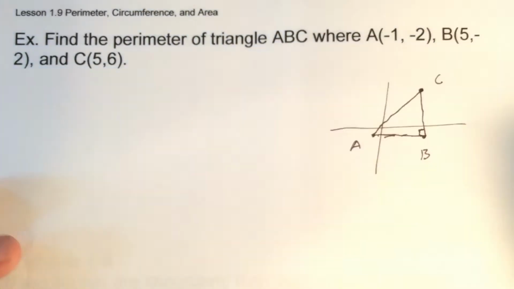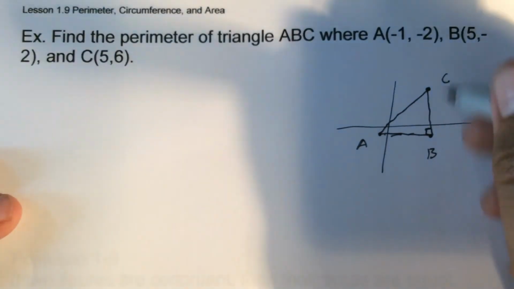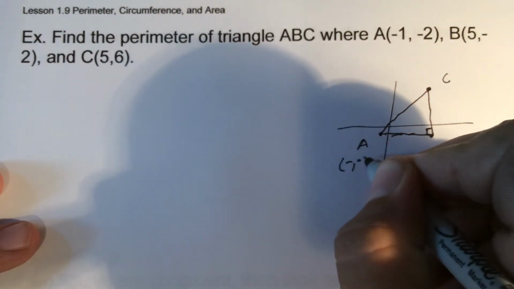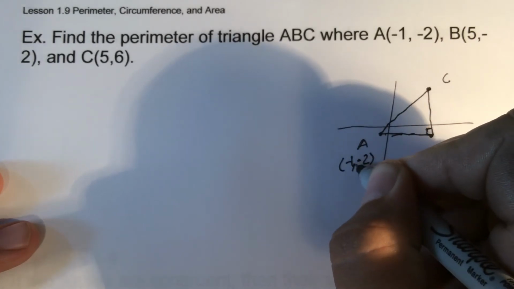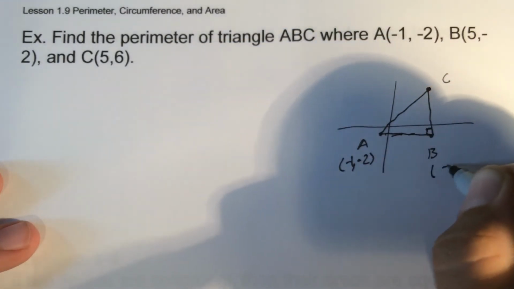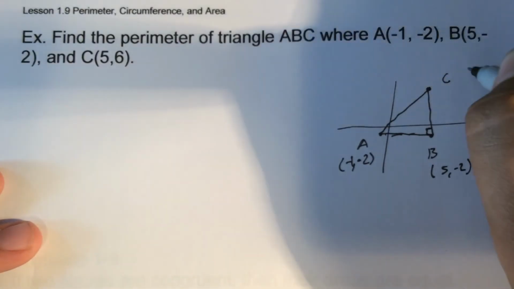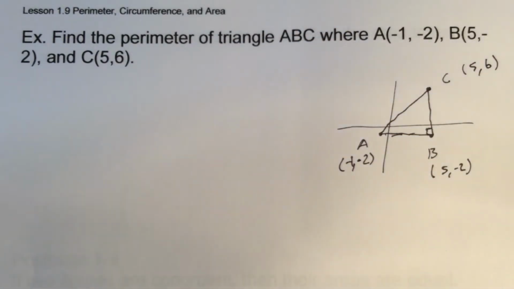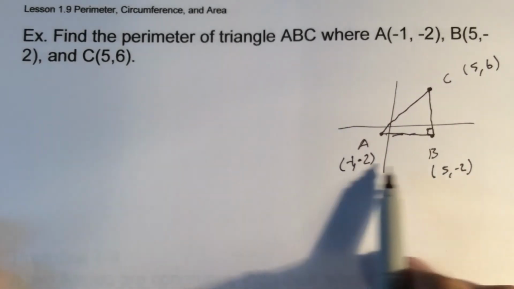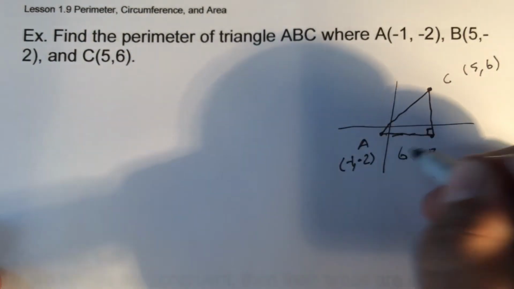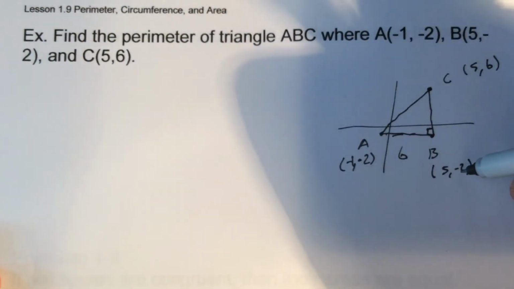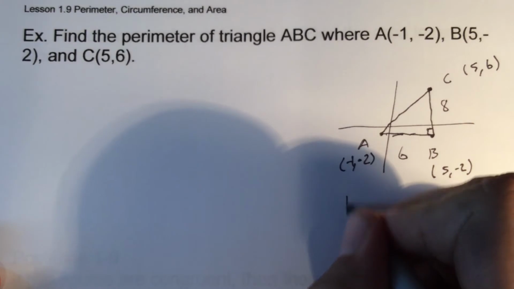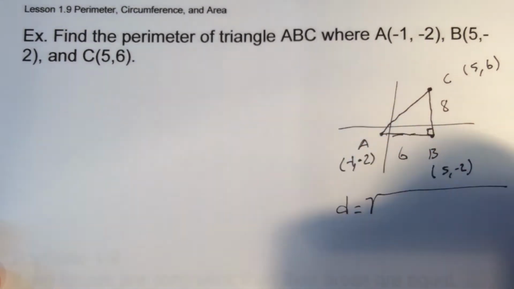So, nice thing about this is this makes it a right triangle. So this is vertical. I'll write these out. So -1, -2. Here we would be at 5, -2. And here we're at 5, 6. So from -1 to 5 would be a distance of 6. From -2 up to 6 would be a distance of 8. And then we just got to find our slant side, which we can do with that distance formula.